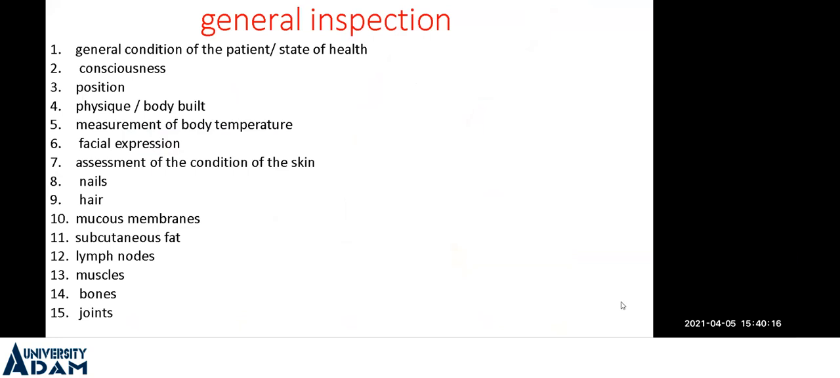Please read this slide, Usama. Ma'am, general conditions of the patient, state of health, consciousness, position, physique, measurement of body temperature, facial expression, assessment of the condition of the skin, nails, hair, mucous membrane, lymph nodes, muscles, bones, joints. So see, guys, your general examination, or general survey, or general inspection consists of these components.